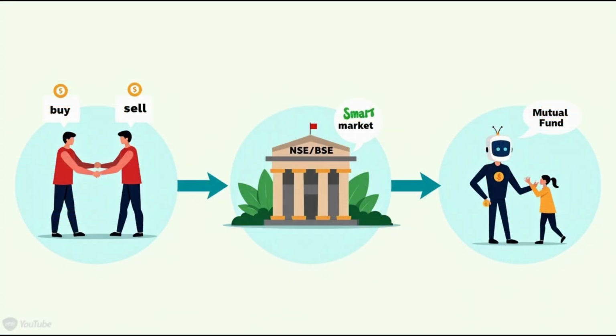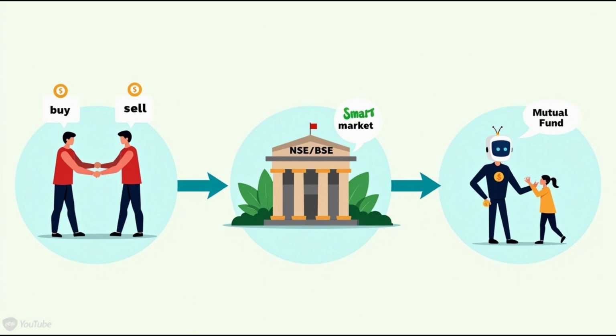Here's a simple explanation of the difference between share market, stock market, and mutual fund, with examples. 1. Share market. What it is. The share market is the activity of buying and selling shares of companies. Example, you buy 10 shares of Reliance. This means you are directly participating in the share market by owning a small part of Reliance.